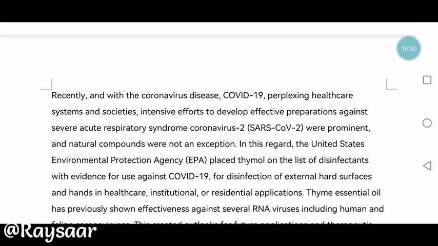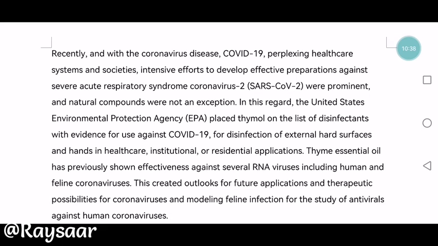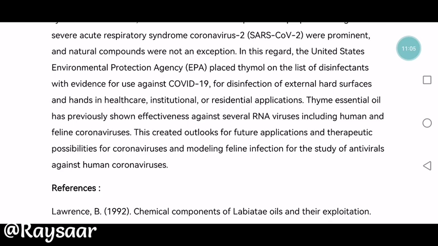In this regard, the United States Environmental Protection Agency placed thymol on the list of disinfectants with evidence for use against COVID-19 for disinfection of external hard surfaces and hands in healthcare, institutional or residential applications. Thyme essential oil has previously shown effectiveness against several RNA viruses, including human and feline coronavirus. This created an outlook for future application, antiviral possibilities for coronavirus, and modeling feline infection for the study of antivirals against human coronaviruses.